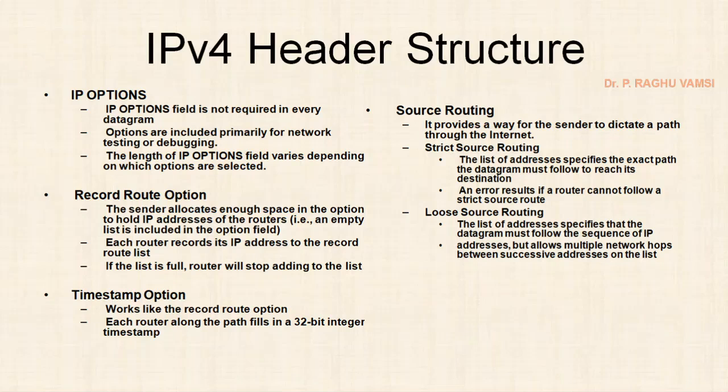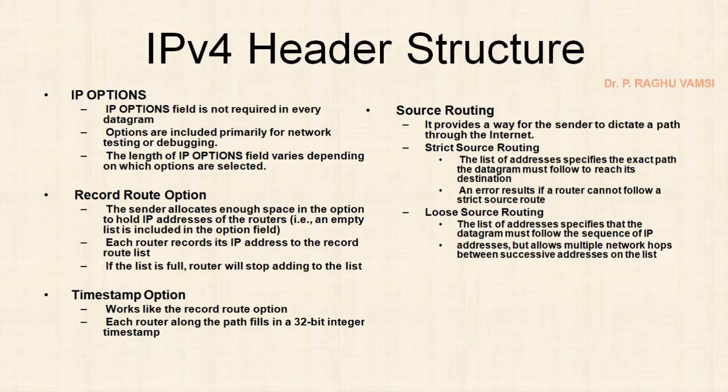Next one is the record route option. The record route option means whenever the IP packet has to be transmitted to the destination, obviously it has to pass through some route. Whenever this record route option is turned on, it will remember through which devices or hops that packet has passed. It will remember all the IP addresses of the devices it has passed through.